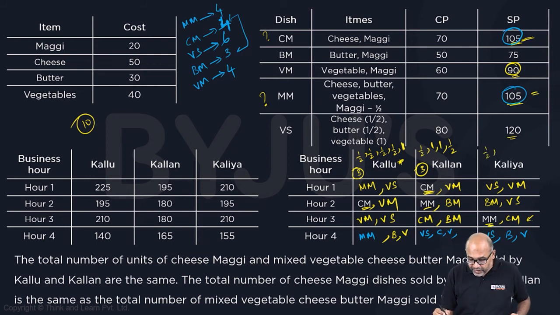VM will have no unit, so no butter. Then butter Maggi 1 full unit. VS will have half a unit. Then MM will have half a unit. CM will have nothing. VS will have half a unit and 1 unit of butter.